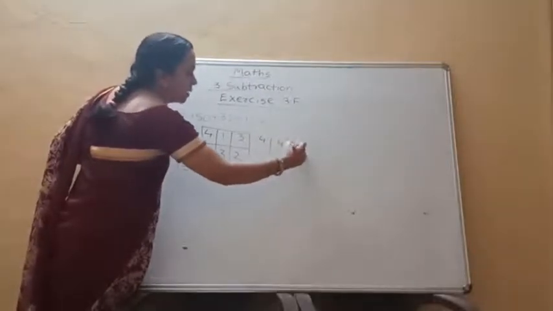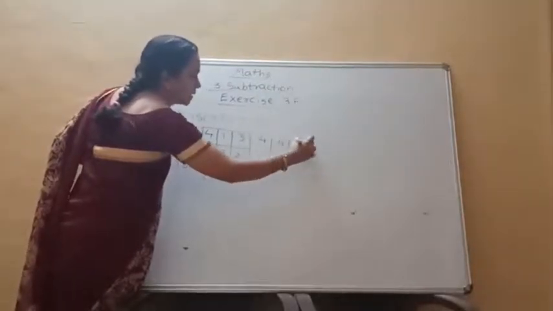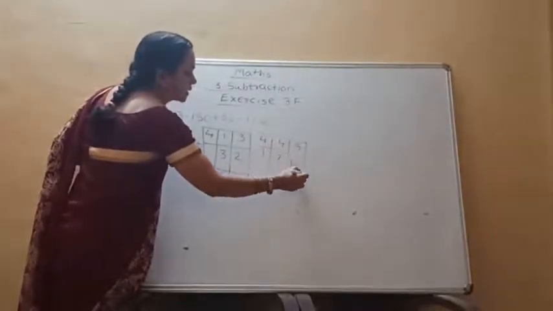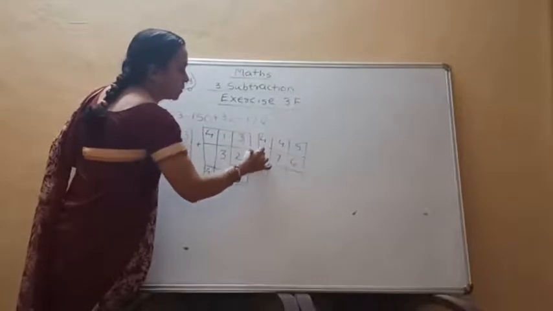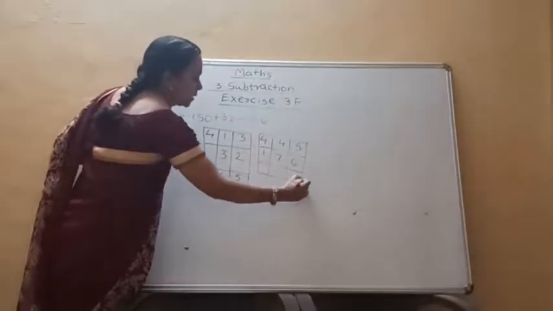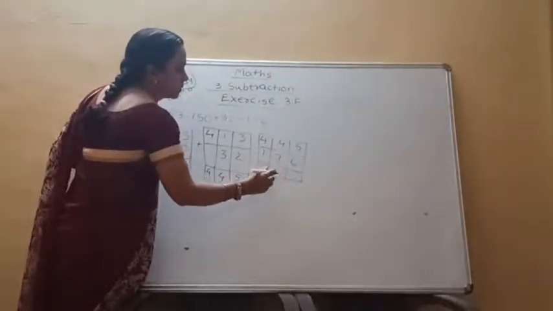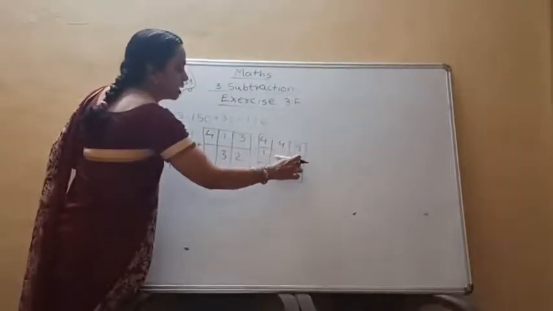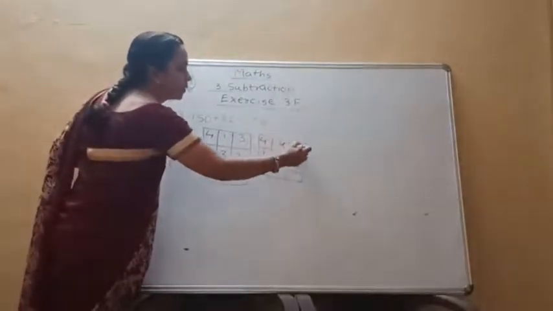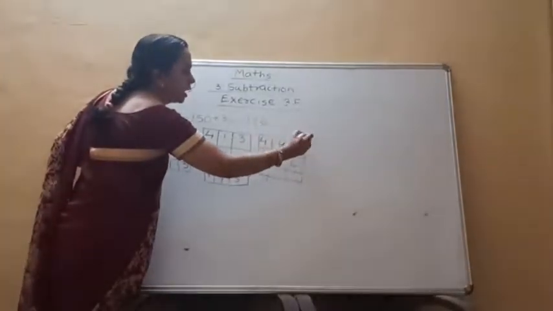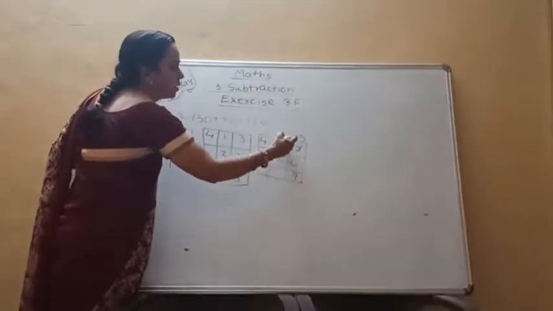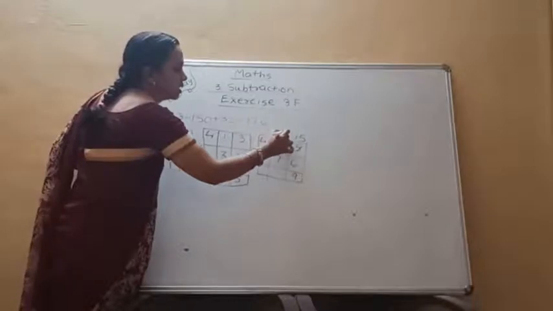445 minus 176. So we have to do here subtraction. Leave one box for writing this subtraction. Now 5 minus 6. Not possible. So take 1 from this 4. You write down here 15. 15 minus 6, 9. 4 minus 1, 3.